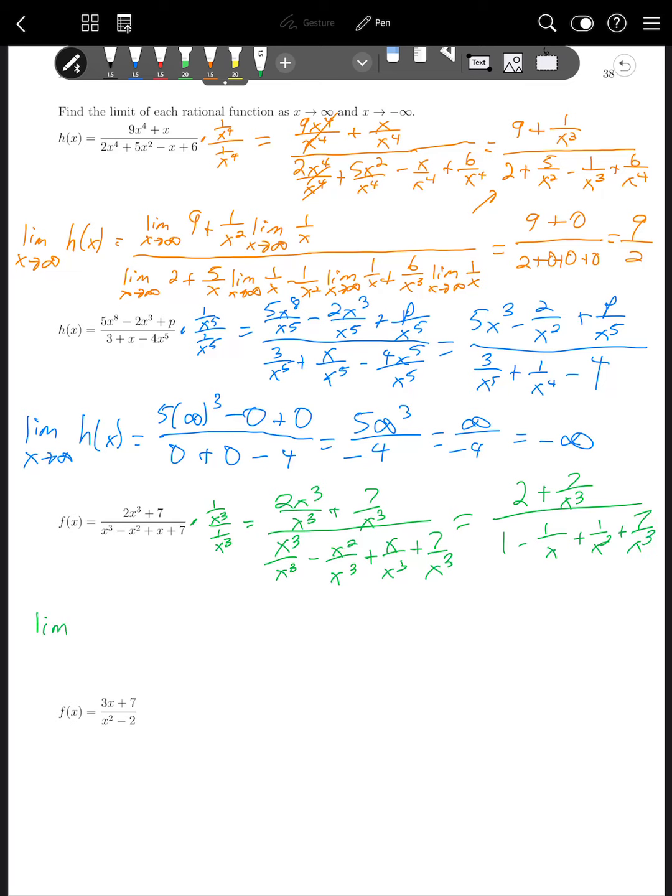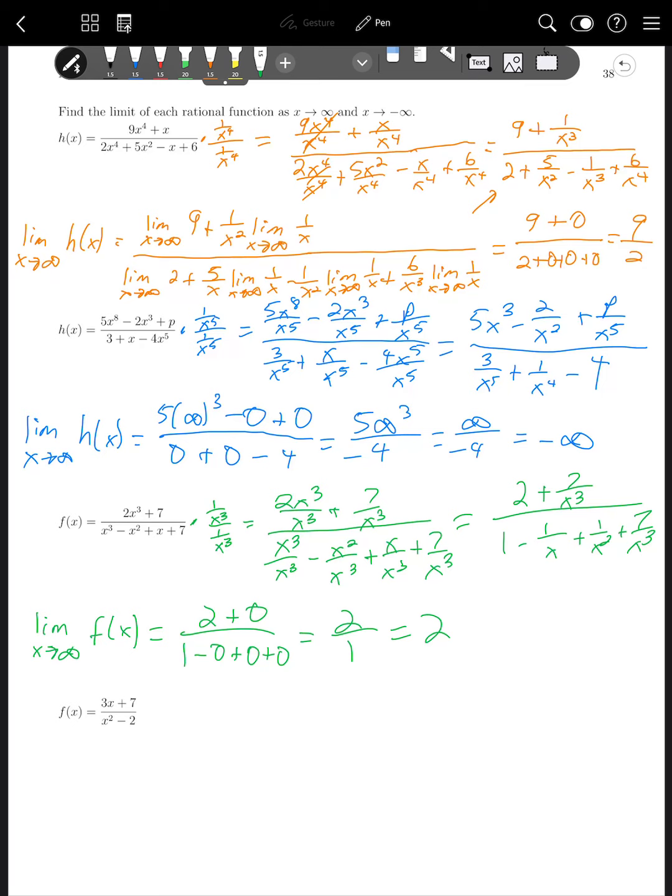And so then if we take the limit as x approaches infinity of f of x, the limit of 2 is 2. The limit of 7 over x cubed is 0. The limit of 1 is 1. The limit of 1 over x is 0. The limit of 1 over x squared is 0. And the limit of 7 over x cubed is 0. So this is 2 over 1, which is just 2.